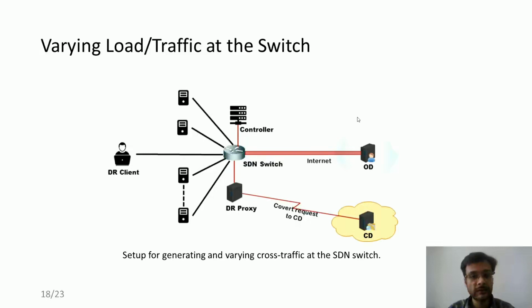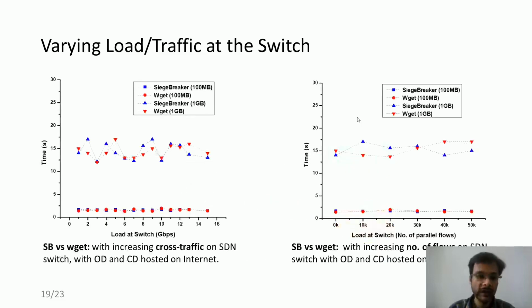We also varied the amount of cross traffic at the switch to test how much the switch is able to handle. For that, we connected 15 physical machines to the SDN switch, as you can see from the diagram, all the while the decoy routing client was trying to access the CD, and we analyzed how the performance varies in the presence of this cross traffic. As you can see from the results on the left, when the cross traffic was approximately 15 Gbps, the performance of SiegeBreaker was again comparable to wget. Similarly, we used Apache benchmark to generate a lot of flows, and even in the presence of 50,000 flows, SiegeBreaker had good performance.